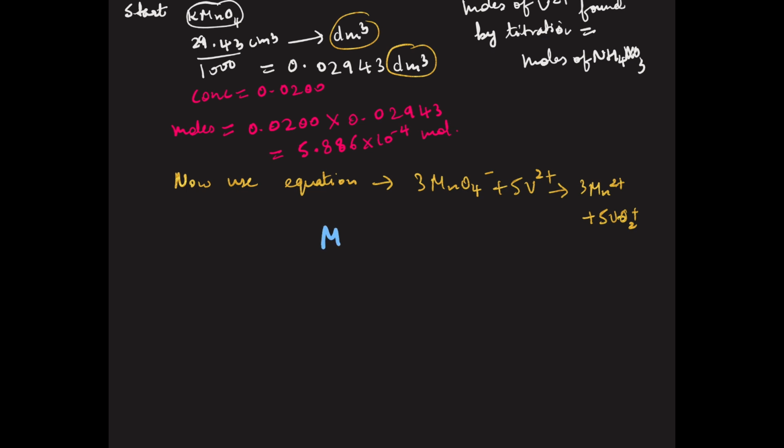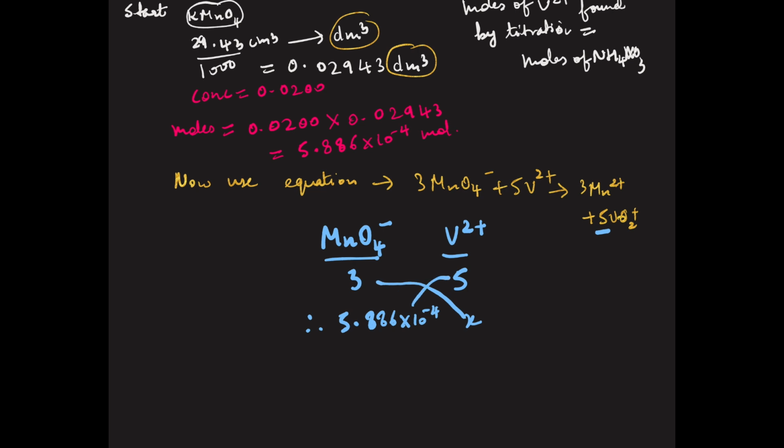So the ratio of MnO₄⁻ to V²⁺, write them down clearly, and do not do it the other way around. That's why I'm writing it clearly. MnO₄⁻ is 3, the moles of V²⁺ is 5. So the ratio is 3 to 5. Therefore, for the moles you have got for MnO₄⁻, 5.886 × 10⁻⁴, you will have x of vanadium ions.